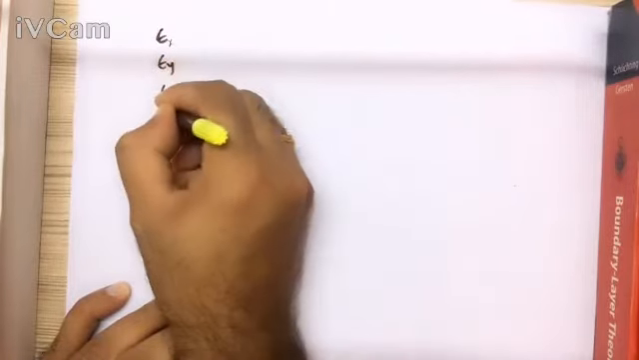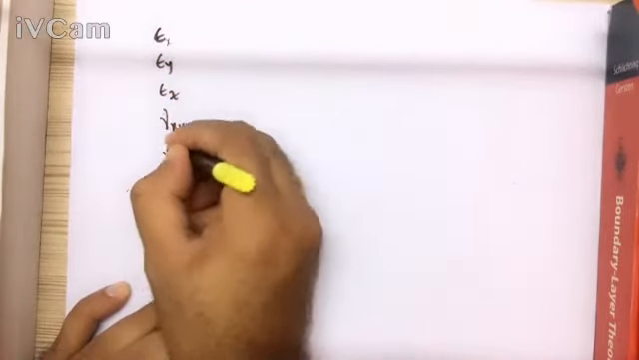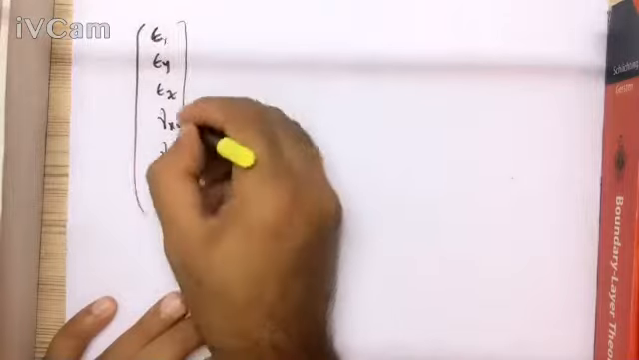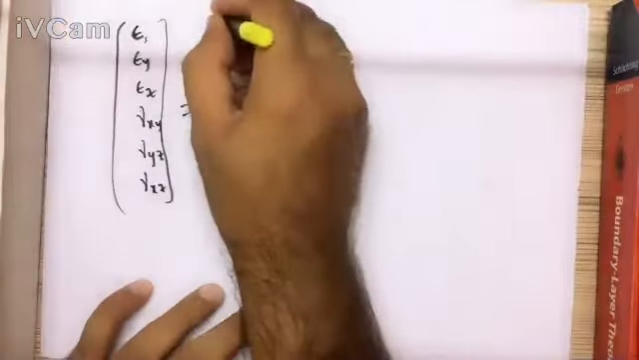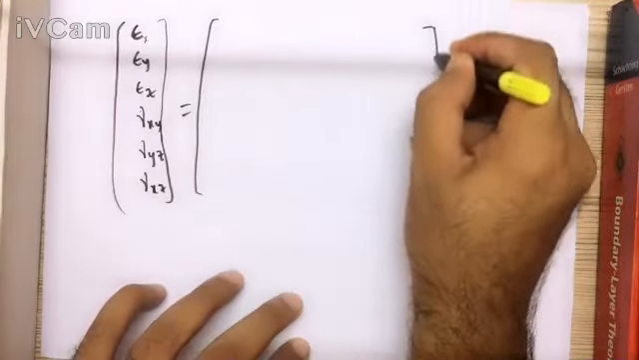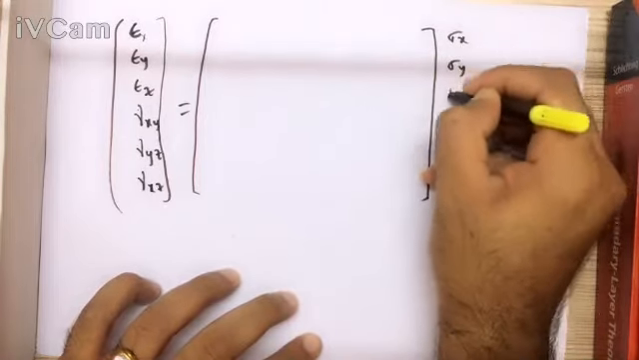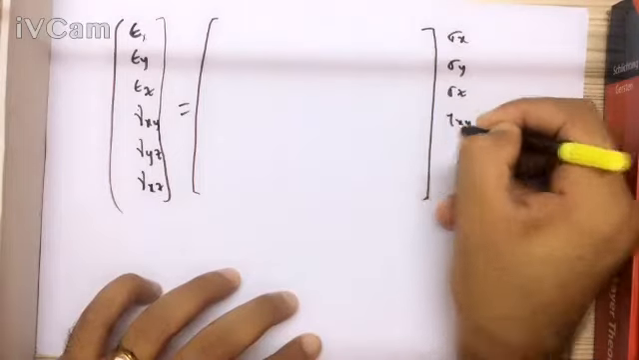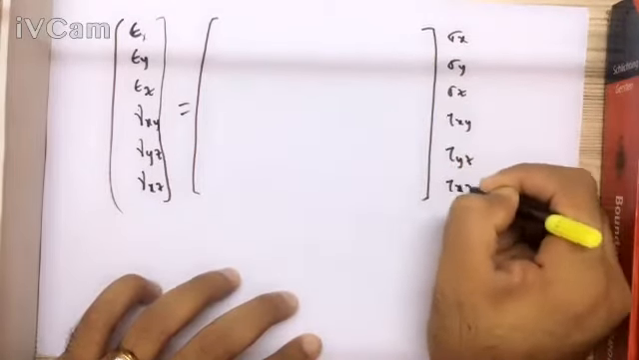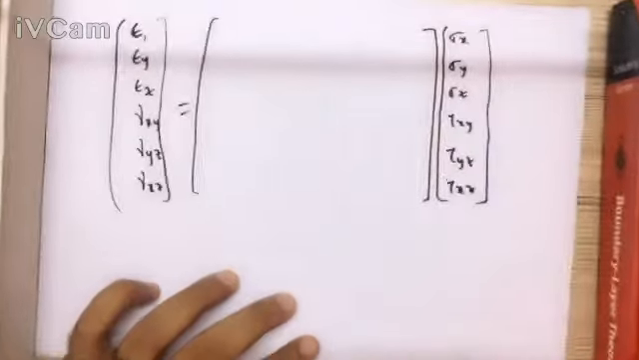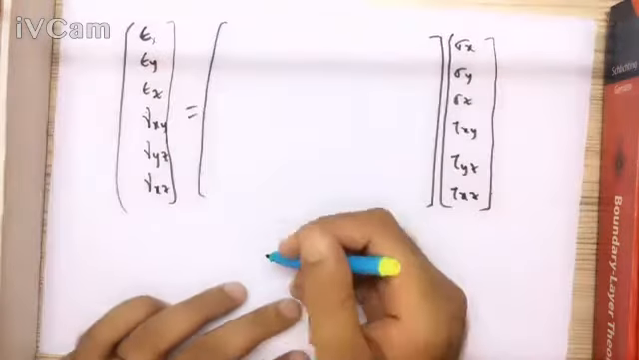Epsilon x, epsilon y, epsilon z, gamma xy, gamma yz, gamma xz is equal to some matrix into sigma x, sigma y, sigma z, tau xy, tau yz, tau xz. Okay, so inside, what is my matrix?